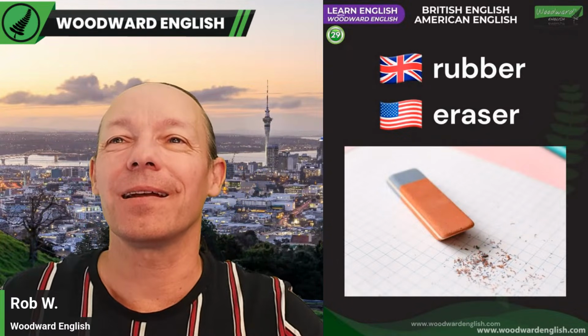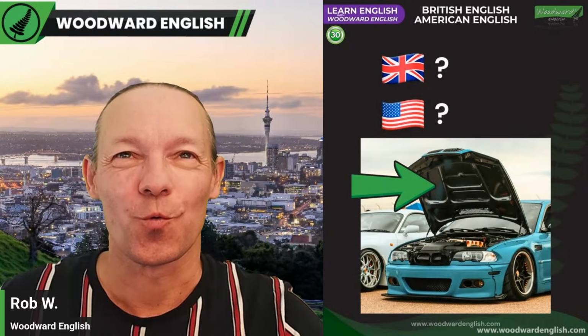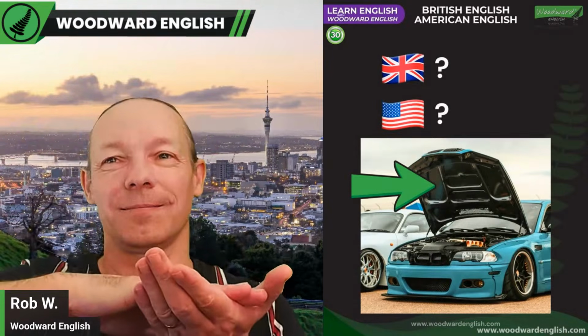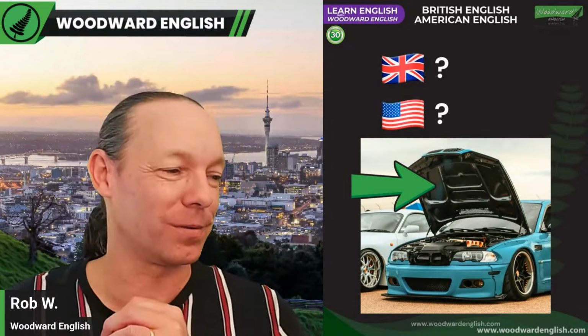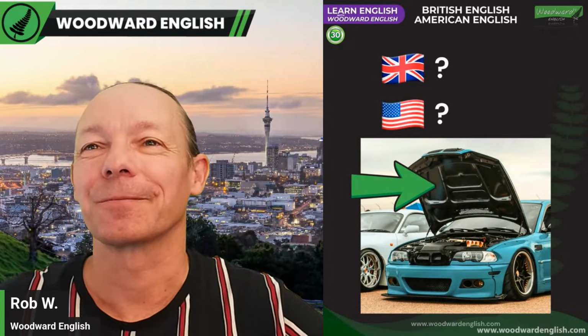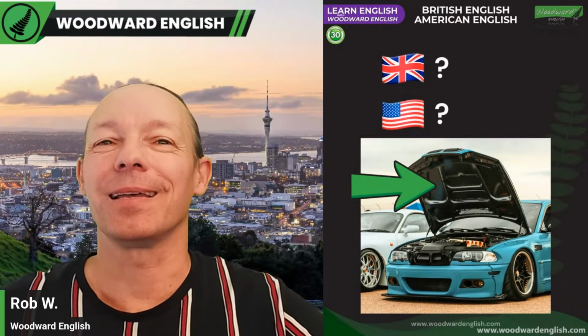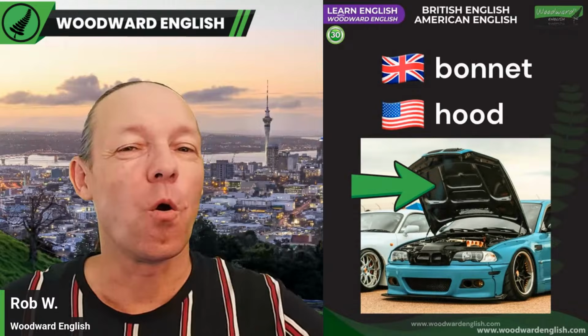And this one here, ooh, this part of the car that covers the motor. So you cover the motor with this. What is this called? It is difficult. This one is called a bonnet or a hood.